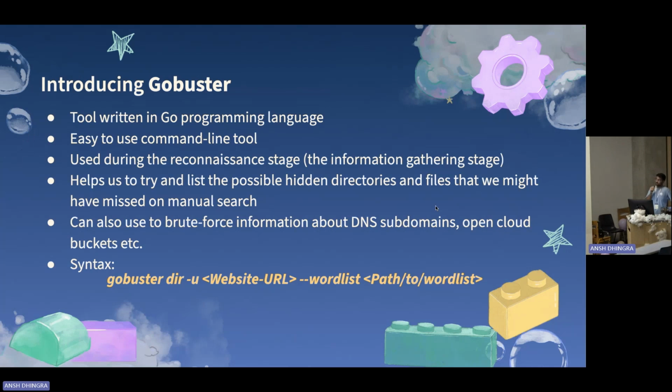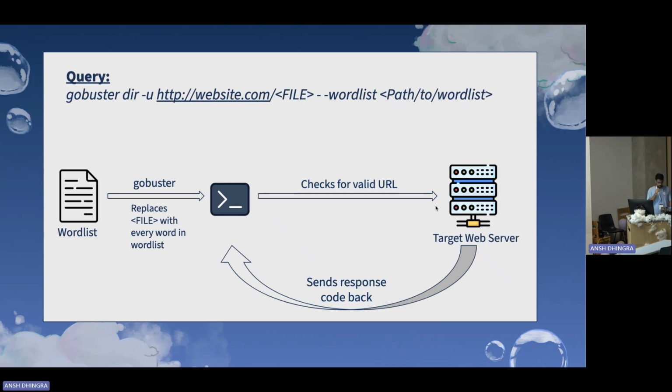Well, introducing GoBuster. GoBuster is a tool written in the Go programming language. It's very easy to use. All it needs is a URL, that is what we'll be using, and a path to the word list. Essentially, a word list contains all the directories and files that have appeared in data breaches or are very common. Other than that, you can also use GoBuster for DNS subdomains and open cloud buckets. And yeah, so that's the theory, but here it is.